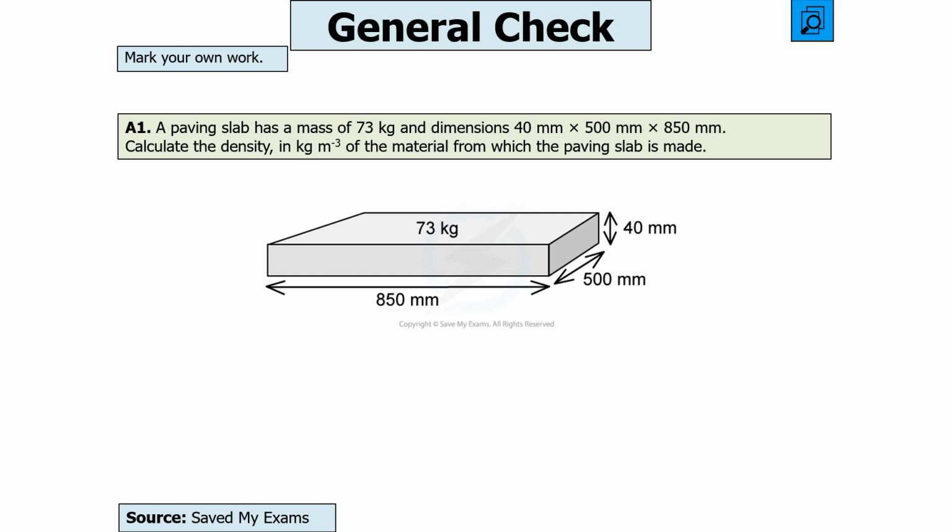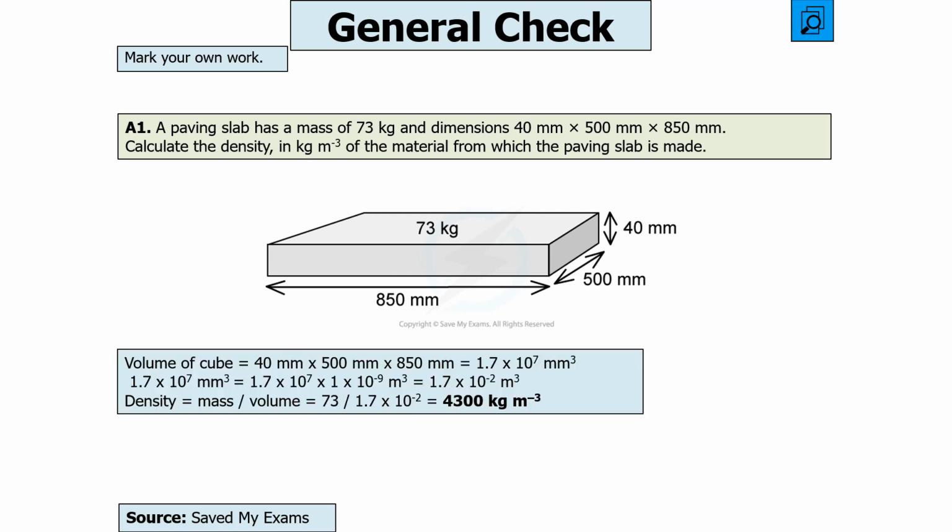Right, in this question, first thing we need to do is work out the volume of the object, because we know density is mass over volume. So we do 40 millimeters times 500 millimeters times 850 millimeters. We then say that's 1.7 times 10 to the 7 millimeters cubed.